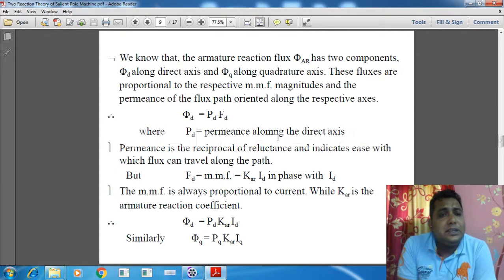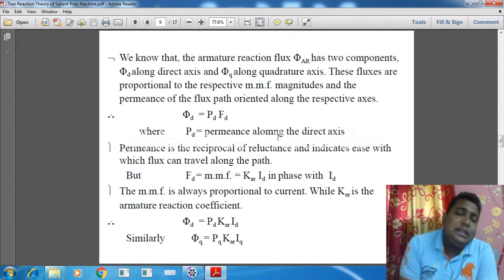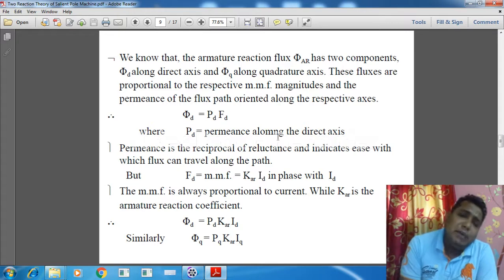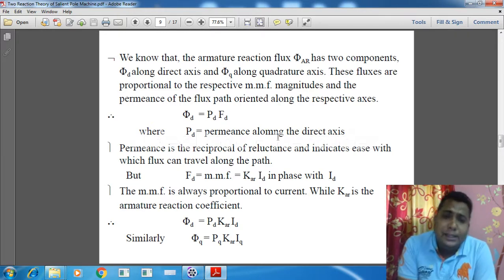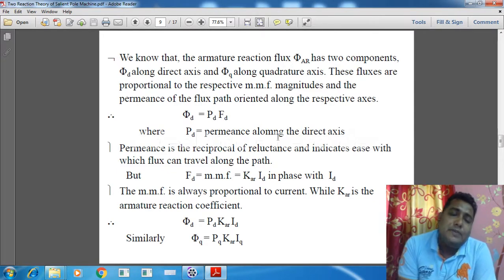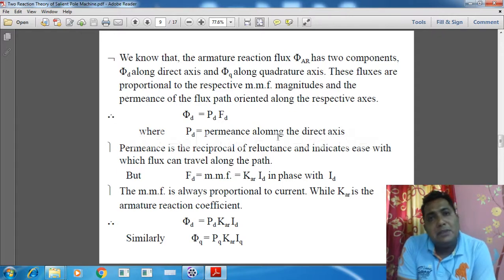So the flux equation is phi D equals PD into FD, where PD is the permeance along the direct axis, and FD is the MMF along the direct axis. Permeance is the reciprocal of the reluctance, obviously, and indicates the ease with which flux can complete around the path. Now what is FD again? FD is this MMF in the direct axis. It can be given by KAR into ID, where ID is the current along the direct axis, and KAR is the armature reaction coefficient.